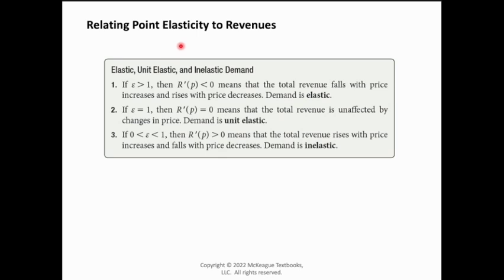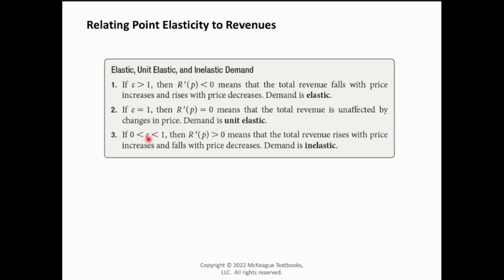So now we're going to relate this to how this affects the revenue. If the elasticity is greater than 1, that means the marginal revenue is negative, which means the revenue is going to fall with price increases and rise with price decreases. So this is going to be elastic. If the elasticity is equal to 1, that means the marginal revenue is equal to 0, which means the total revenue is unaffected by the changes in price. This is the unit elasticity.